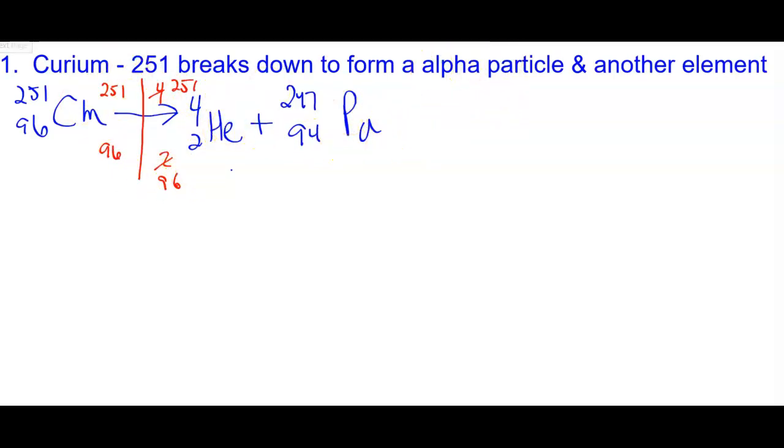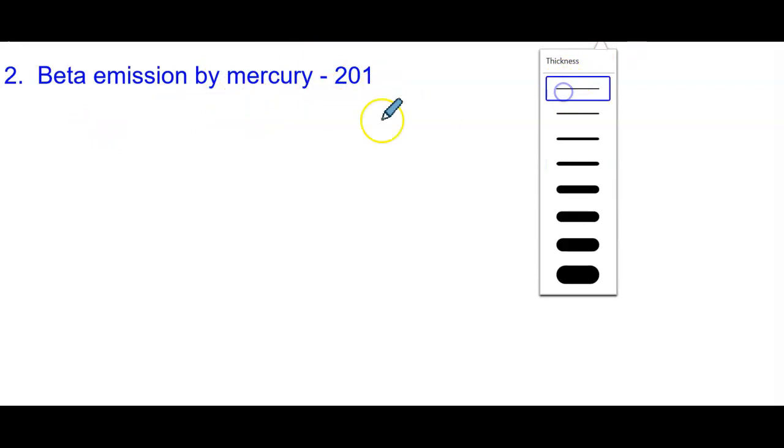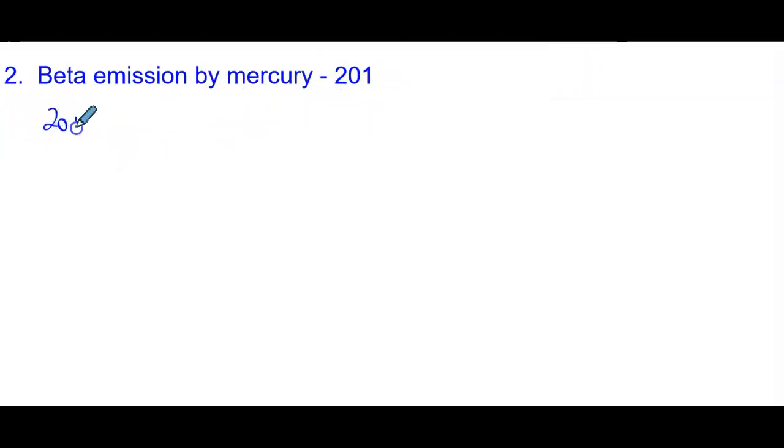Okay, next example. Beta emission by mercury-201. We know the mass number is 201, because the number after the dash is the mass. We know it's mercury, so you look up the symbol and the atomic number. You should see that mercury is element 80, atomic number of 80. And it says beta emission. Now, why didn't we put beta first? Because if I'm emitting something, it's going to be after the fact. It's emitted or given off. So beta is 0, -1, and it goes after the arrow, plus something.